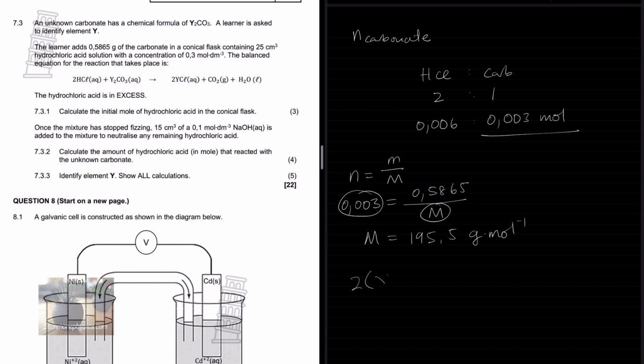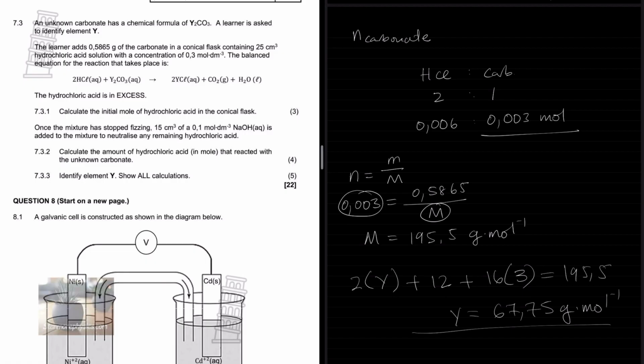Now we can start subtracting to calculate what Y is. So 2 times Y plus carbon has a mass of 12 plus oxygen has a mass of 16, and there's 3 of them. That's equal to 195.5. Now we solve for Y. Y is equal to 67.75 grams per mole. However, if you look for this value on the periodic table, you're not going to find it. So the closest you can get is zinc. Zinc is an option. Okay, there is an error in the question, so that's why there's no actual option here.